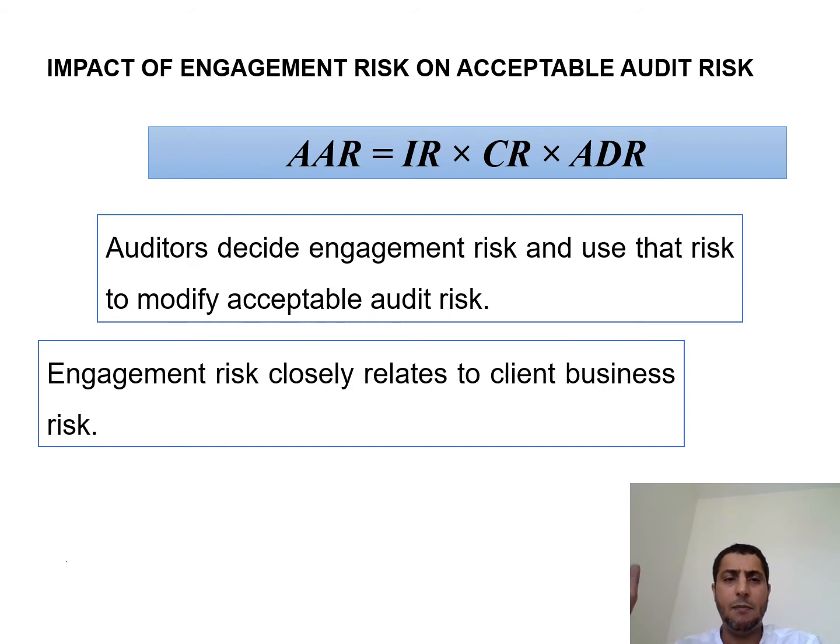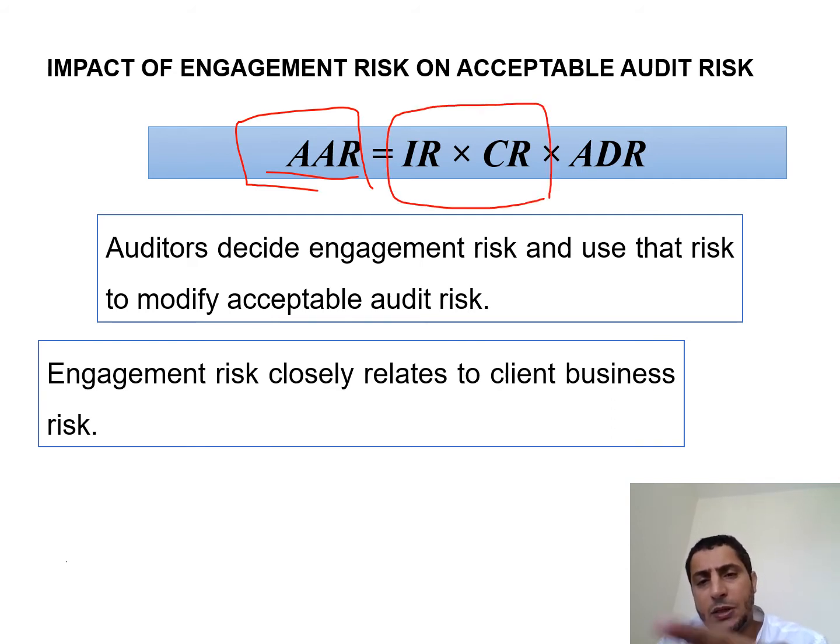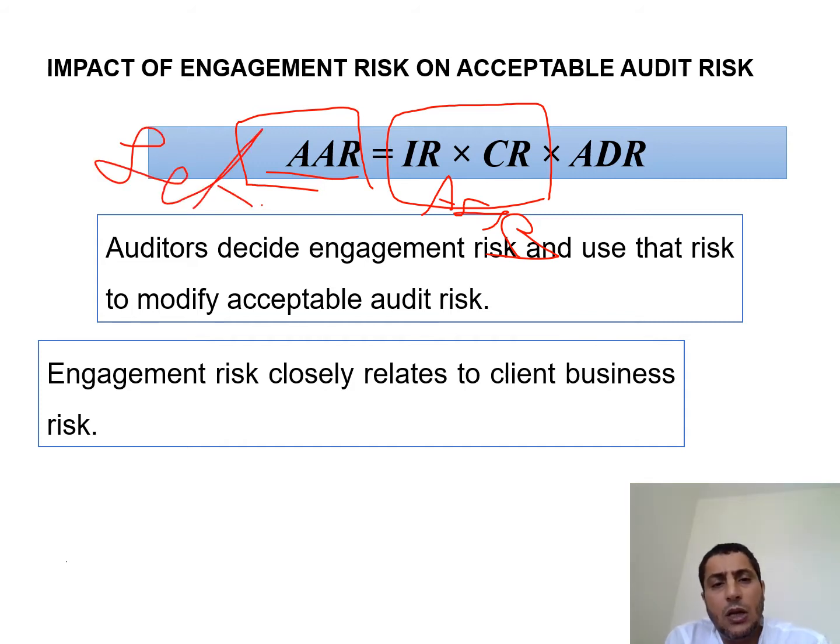Now, let us look at the impact of engagement risk on the acceptable audit risk. Based on the audit risk model, audit risk equals inherent risk multiplied by control risk multiplied by detection risk. If you remember, we mentioned just now that the inherent risk and control risk we will assess, and the acceptable audit risk we will set. Setting the acceptable risk is done in the planning stage.